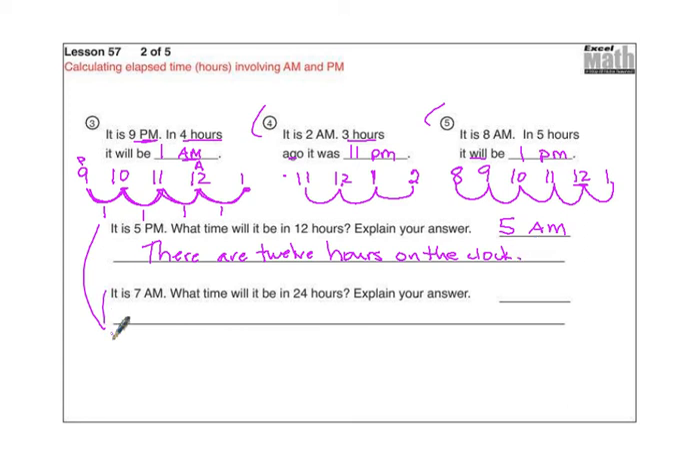Okay, it is 7 AM. What time will it be in 24 hours? Well, 24 hours after 7 AM is still going to be 7 AM because there are 24 hours in a day. And that means you're right back where you started at the exact same time. Your answers in the word part do not have to be exactly like mine.